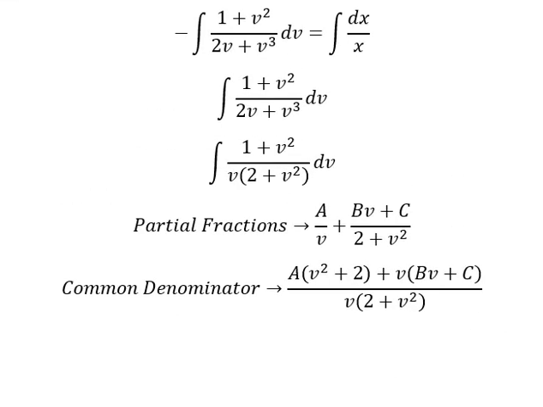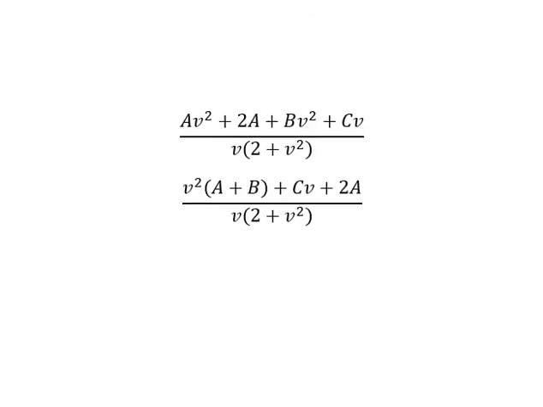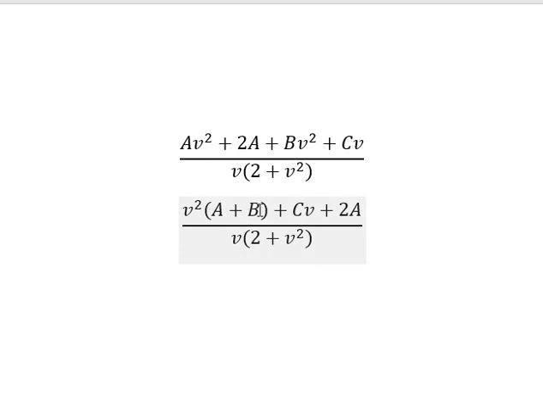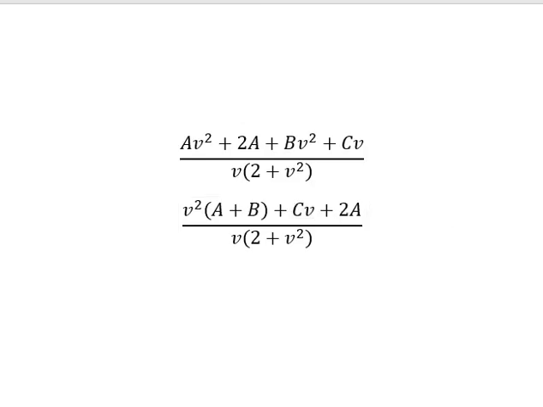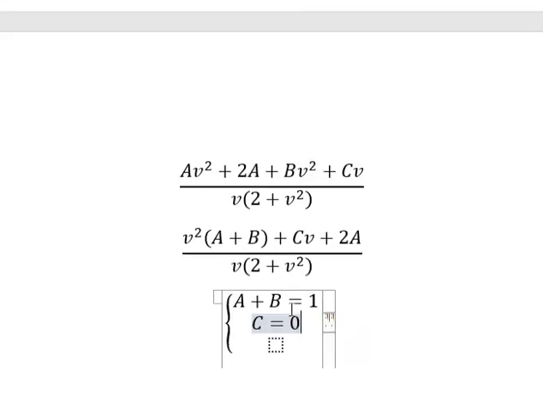Now we look carefully at the coefficients. We have v squared, that means this one should be number 1. So A plus B equals number 1. We don't have v in here, so C equals number 0. 2A, we have number 1, so 2A equals number 1. So we create the system of equations: A plus B equals 1, C equals 0, and 2A equals 1.